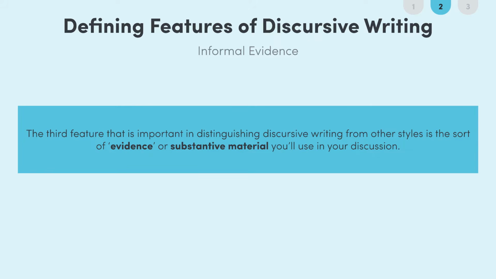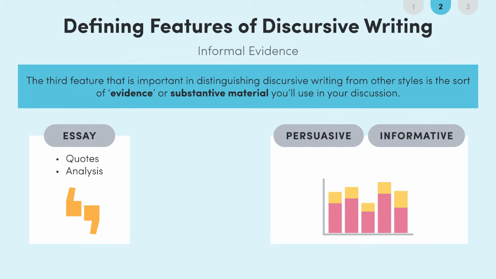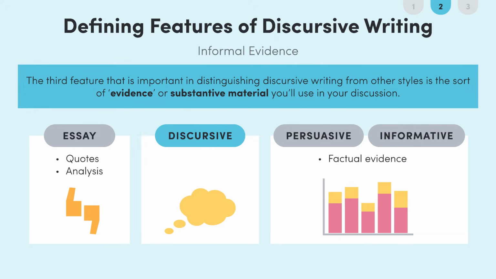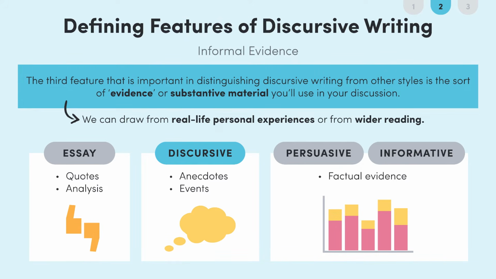The third feature that is important in distinguishing discursive writing from other styles is the sort of evidence or substantive material you'll use in your discussion. Unlike conventional essays that require quotes and analysis, or persuasive and informative texts which require more factual evidence to back up a particular argument, the evidence you use in discursive texts can be less formal. You can of course integrate evidence like statistics, but you can and should also use anecdotes and events as evidence. So we can draw from real-life personal experiences or from wider reading, something we can call informal evidence. So we can see that discursive writing is pretty different from the other styles of writing in this module, with a number of distinctive features that set it apart from the rest.